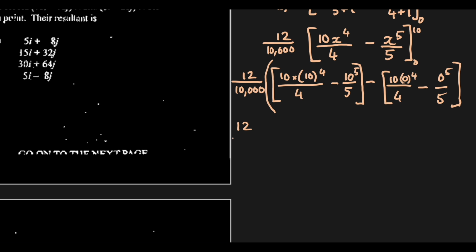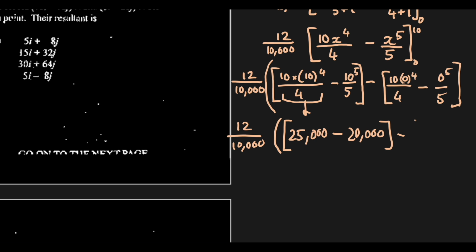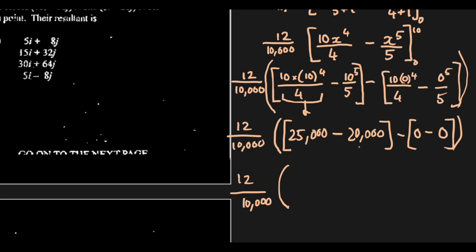So we end up with 12 over 10,000. So we could put this in the calculator one time. So 10 to the power of 4 times 10 divided by 4. Just do that one time to make things move on a little quicker. So then once you do that, for this particular expression here, you will get 25,000. And when you subtract that from 10 to the power of 5 over 5, you subtract it from 20,000. And in this case over here, this will just give you 0. Take away 0, which is clearly 0, over 10,000. And when we simplify this, we'll get 25,000 take away 20,000, which is 5,000 take away 0, which is just this.